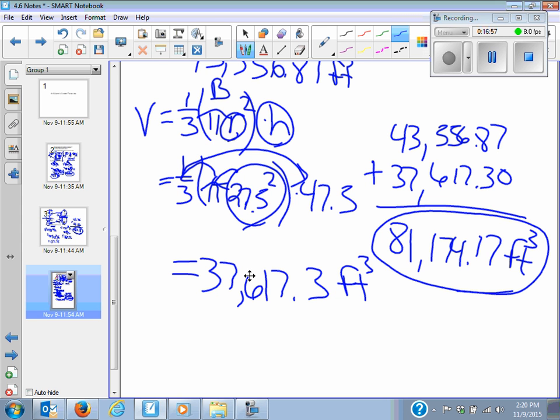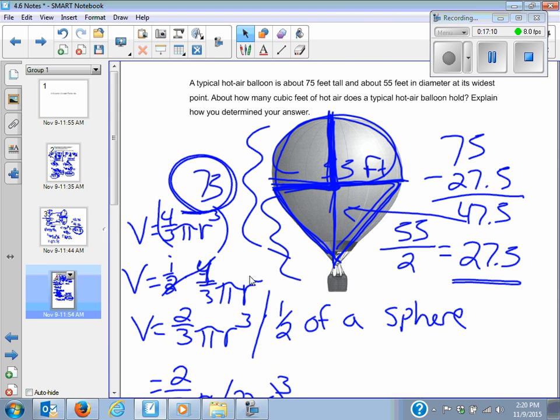Hopefully you're seeing that this is kind of like what we talked about when we found the area of irregular figures. We could just kind of piece it together and take different volumes of different shapes, because like we said, we cut this one into half of a sphere and a cone shape. So hopefully you're seeing that.